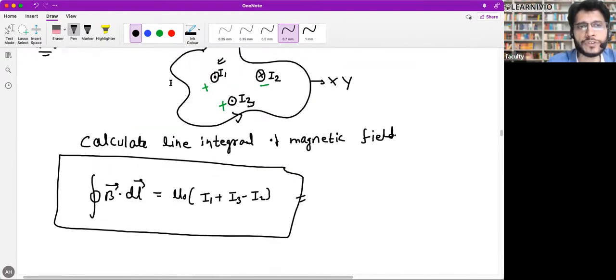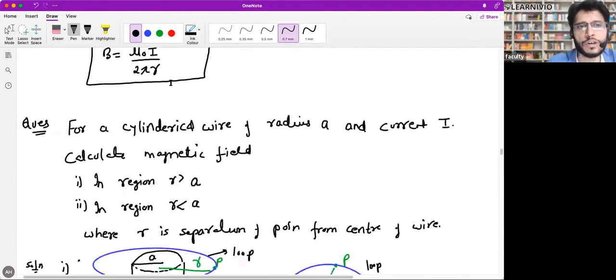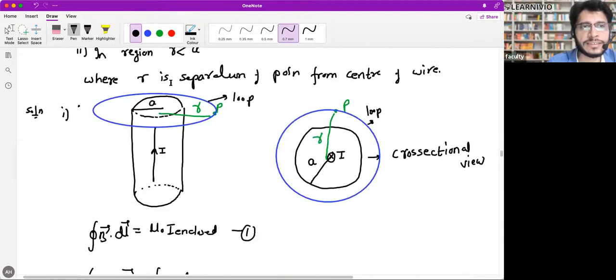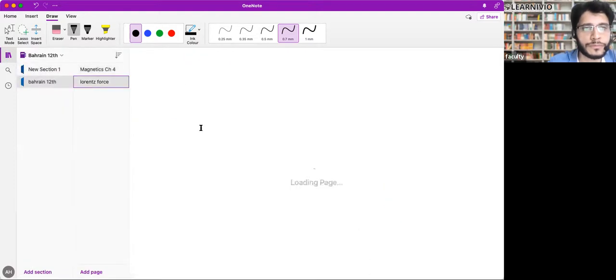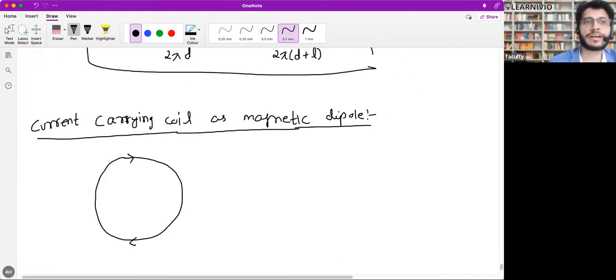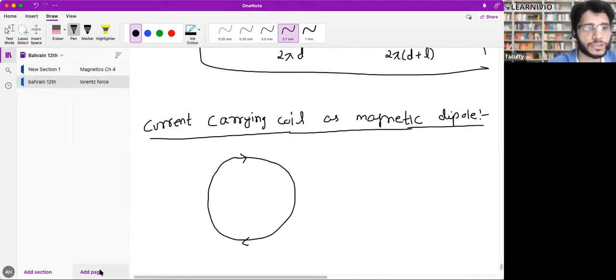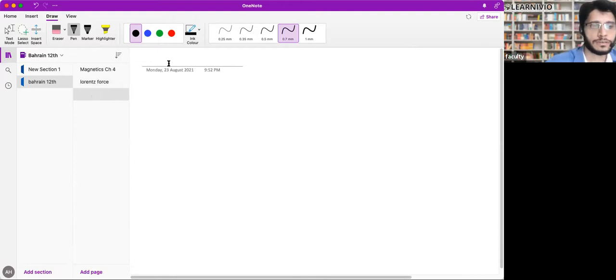Even this system will have a north pole and a south pole. Any source we have solved using Ampere's circuital law also. If I'm saying that this cylinder is a source of magnetic field, if it is generating some magnetic field, then it has to be a dipole. It will have a north pole and a south pole. So this current carrying coil behaves as a magnetic dipole. I should write this on the next page. Magnetic dipole.